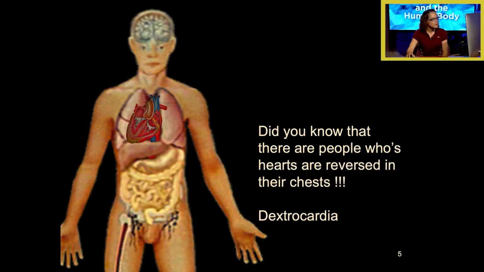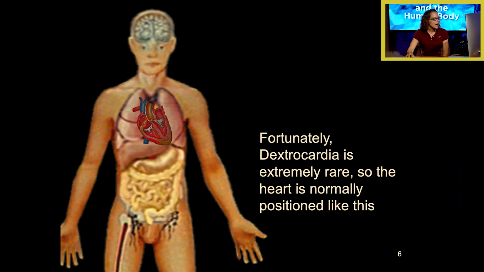Did you know that there are people whose hearts are reversed in their chests? This is called dextrocardia. It's a very rare genetic disorder, only occurs in about 1 out of 12,000 pregnancies. And it's a genetic anomaly that happens in the newborn. In this case, the heart points towards the right side of the chest. Fortunately, it's extremely rare, so the heart is normally positioned in the chest as we see it here.